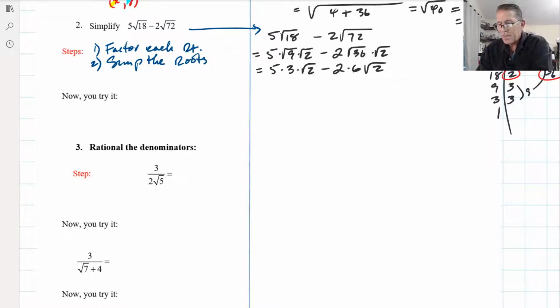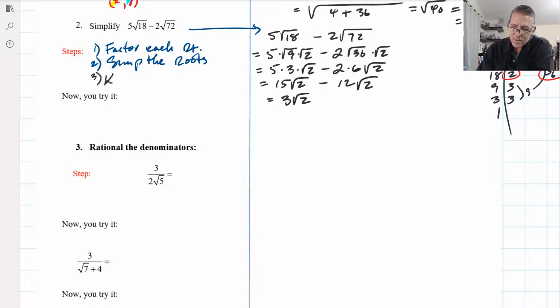Okay, and then we're going to simplify it a little bit. 5 times 3 is 15. A lot of this is just basic math, people. 2 times 6 is 12. And if you start off with 15 rad 2s and you take away 12 rad 2s, it sounds like you have 3 rad 2s left over. So you simplify again. You keep on simplifying. Okay, there we go.